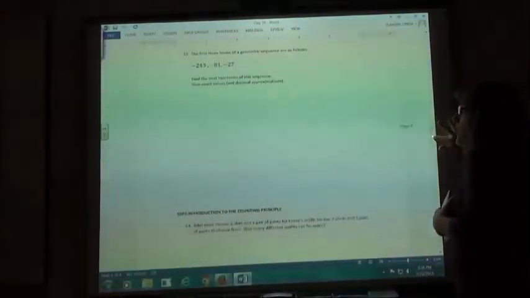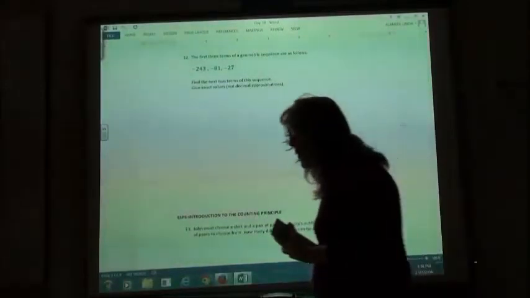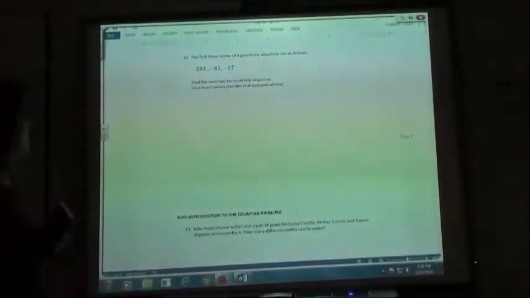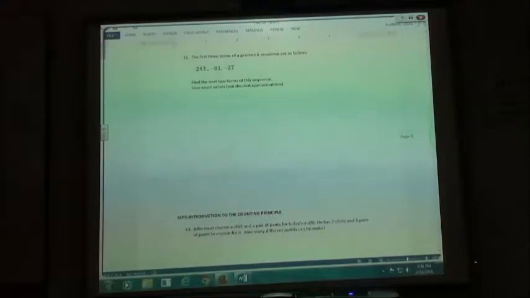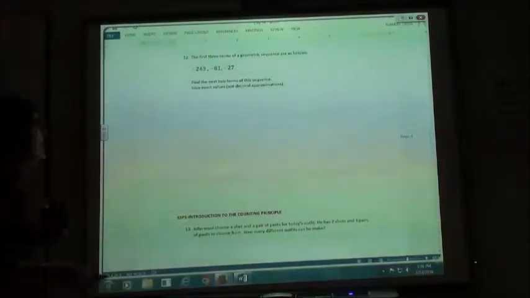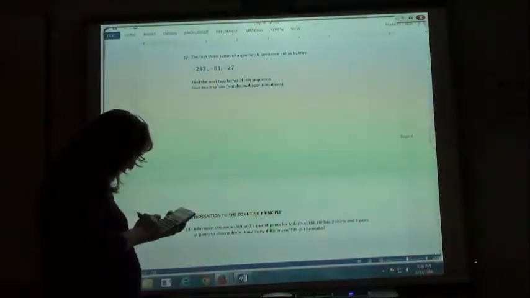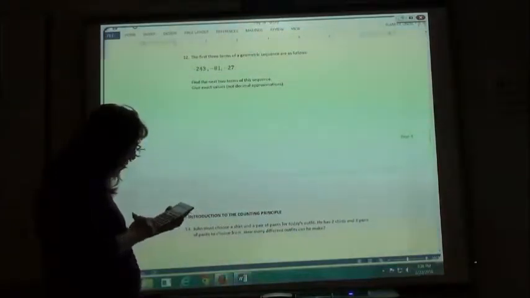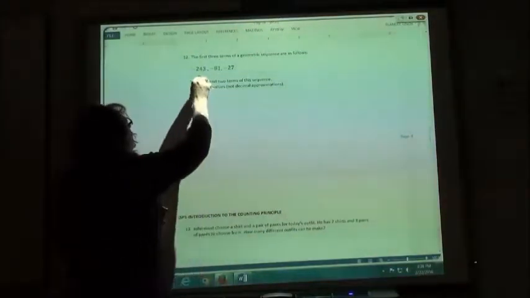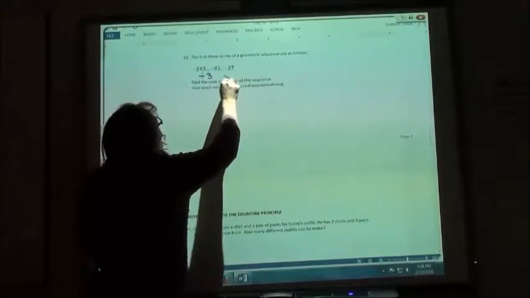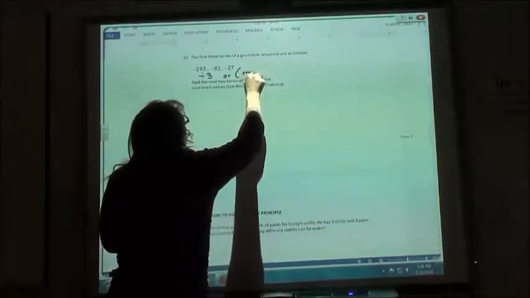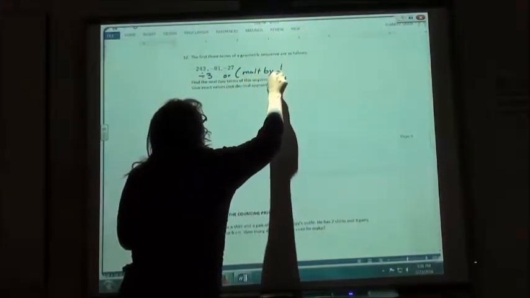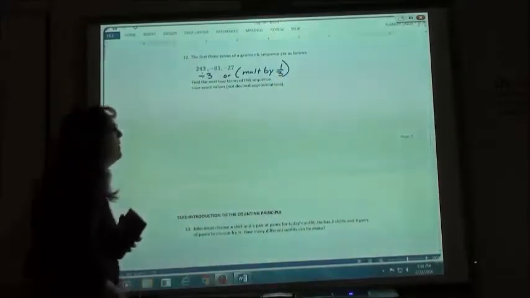On number 12, you can see our values are getting smaller instead of bigger. So I'm either multiplying by a fraction or I'm just thinking of it as dividing. If I take 243 and divide it by 3, I get 81. So I'm dividing by 3 each time, or multiplying by 1/3 would be the same thing.